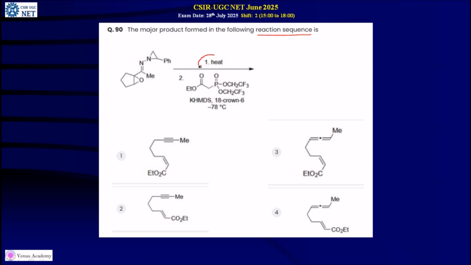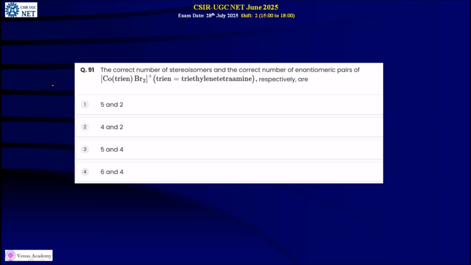Yes, heating. In presence of heat, it is going to open. Option number 1 is going to be formed. So option number 1 is the correct option, students. Next, question number 91. The correct number of stereoisomers and the correct number of enantiomeric pairs respectively are. Question number 91, option 4 is the correct option, students.